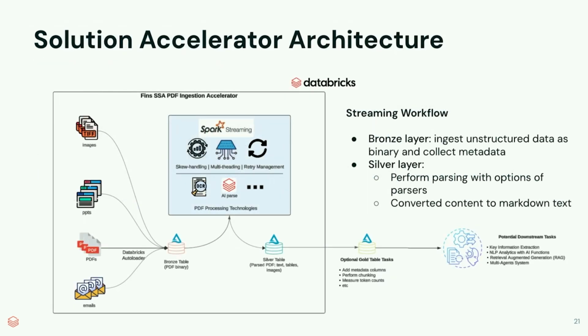The architecture is straightforward, again mapping to the first two steps. Two layers: ingesting unstructured documents as raw binary in the bronze layer, and also capturing metadata. Then in the silver layer, we parse the content out and save it as markdown text. Downstream, you can choose your path or your application, whether it's a RAG where you perform a chunking strategy, or you want to do information extraction and build an agent for that.